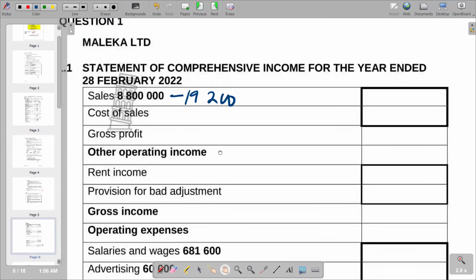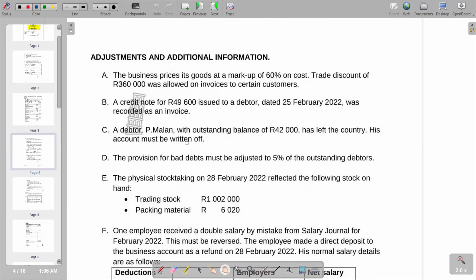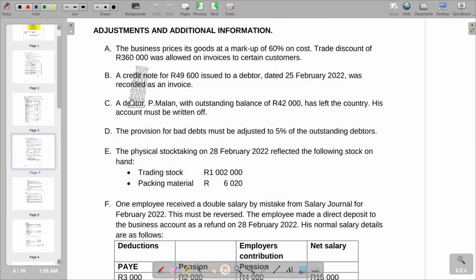Then I will look for additional information, if we have further information that needs to be adjusted for sales. Going to our additional information, if you go to additional information B, you'd see that goods were sold at a markup of 60%, and the 360,000 rands discount was already subtracted. We are going to adjust something: a 49,600 rands credit note was issued to a debtor.